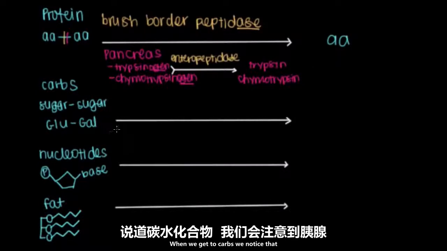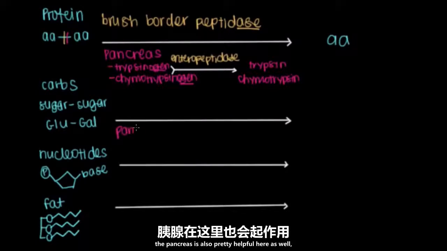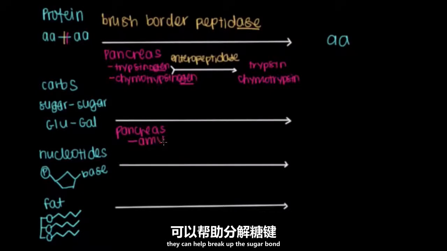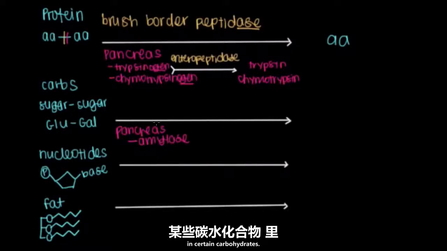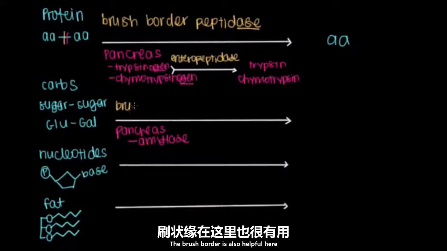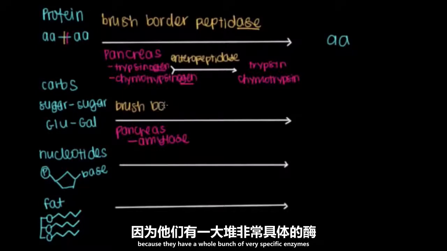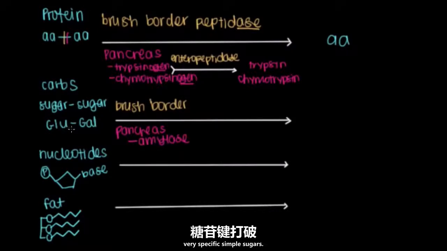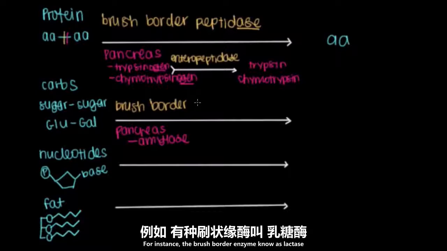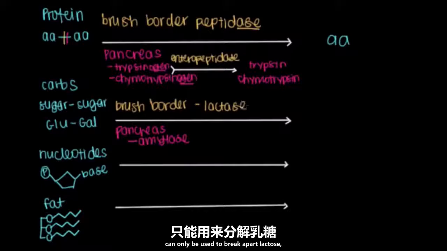When we get to carbs, we'd notice that the pancreas is also pretty helpful here as well, because the pancreas releases an enzyme that's called amylase that can help break up the sugar bond, or this glycosidic bond is another name for this link right here, in certain carbohydrates. The brush border is also helpful here because they have a whole bunch of very specific enzymes that break the glycosidic bond between very specific simple sugars. For instance, the brush border enzyme known as lactase. Lactase can only be used to break apart lactose, like I've drawn here.